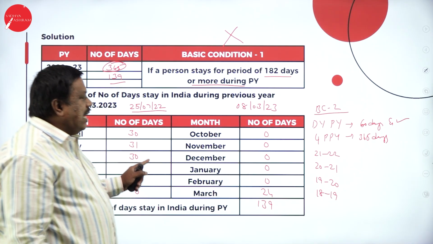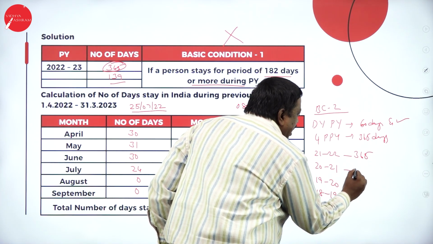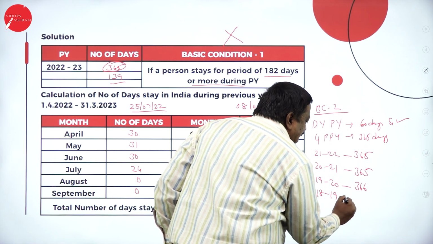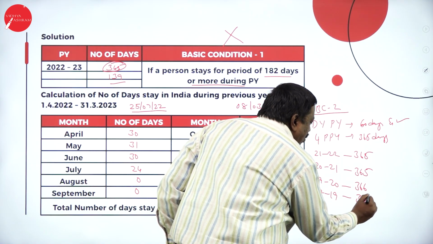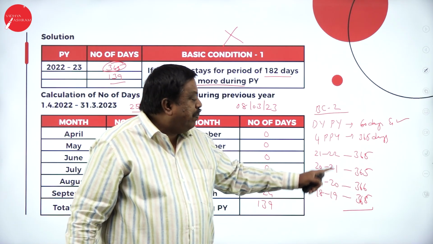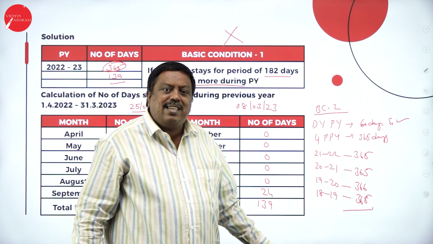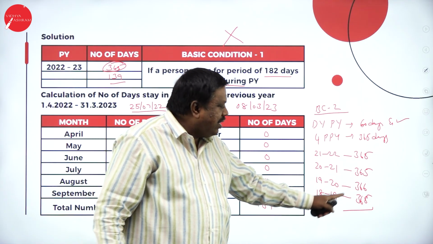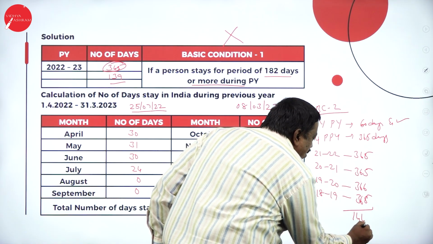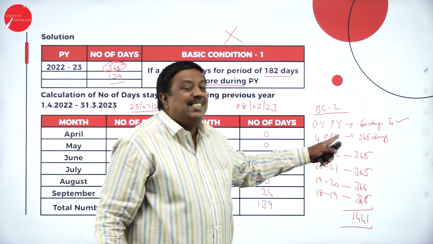Then it says that during 2021-22, I was in India; 2020-21, I was in India; 2019-20, I was in India; and 2018-19, I was in India. For 2019-20, I have written here 366 days because 2020 is a leap year, where in the month of February we get 1 day extra, that is 29 days. For that reason, we have written 366 days. So I was in India for 1,441 days in these 4 preceding previous years, and the condition was 365 days.